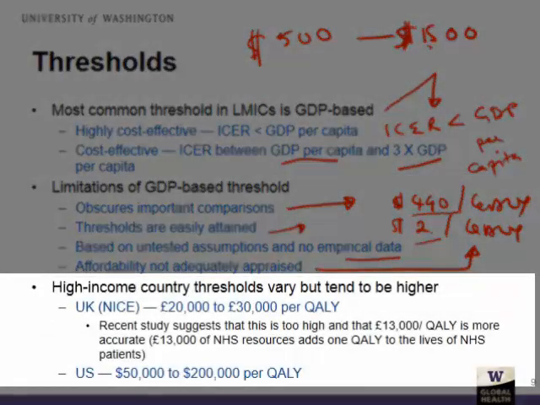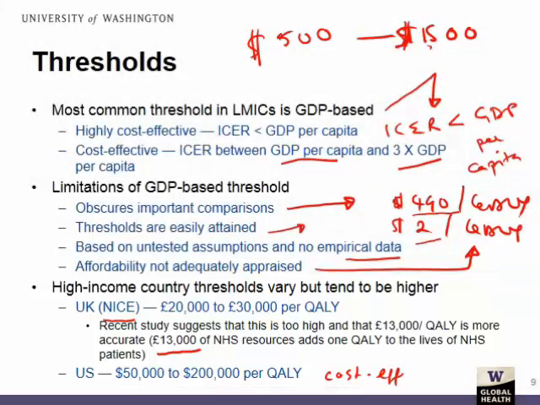Now, high-income country thresholds vary but tend to be much higher. So in the UK, you'll find that the National Institute for Clinical Excellence considers interventions that are between 20 and 30,000 pounds per QALY to be cost effective, although there's a new study they've done which suggests that that threshold is more around 13,000 pounds per QALY. In the US, anything between $50,000 and $200,000 per QALY is considered cost effective. So a much higher threshold than for a country like Uganda, say.